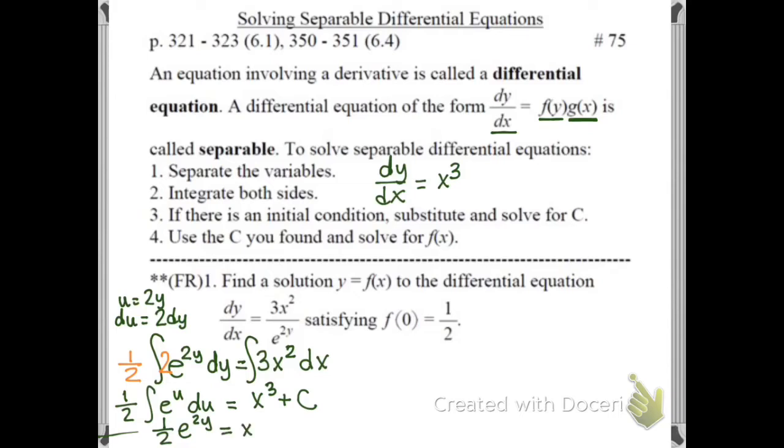We don't do a plus c on both sides. We're only going to do a plus c on the right. And I'll tell you why in a minute. Okay, so let's take a look. We did step 2. Let's go back up here and check.